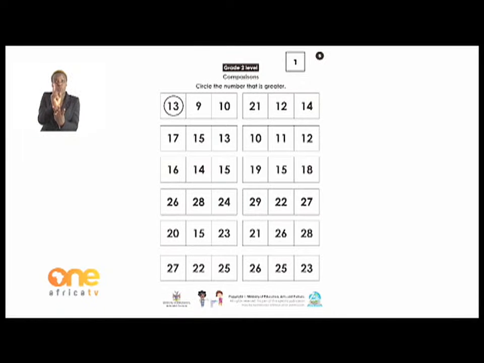Which one do you think is the first one? We have a 2. So the one with the 2 is the biggest one. So you encircle the one that says 21.